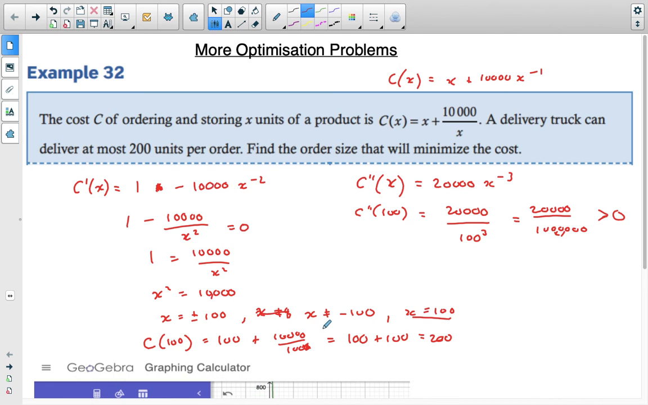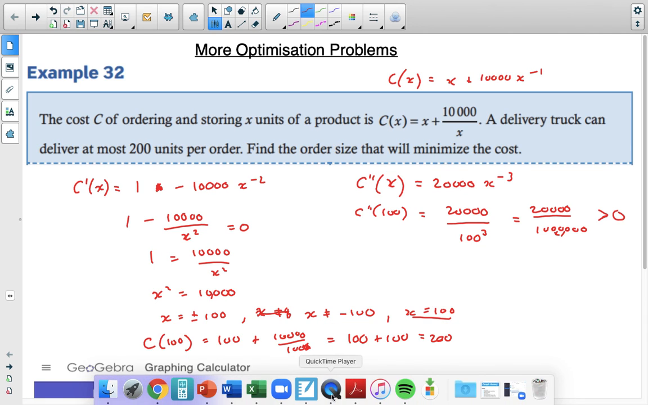By the way, if you're worried about the toddler in the background, she is fine. She's not choking. She's just putting it on to try and get attention, and her mum is with her. So she's fine. Don't worry about it.